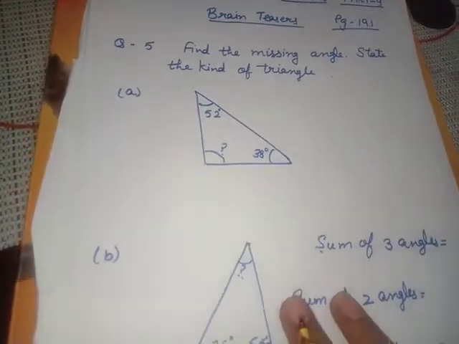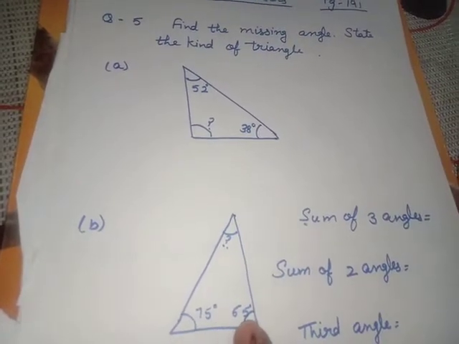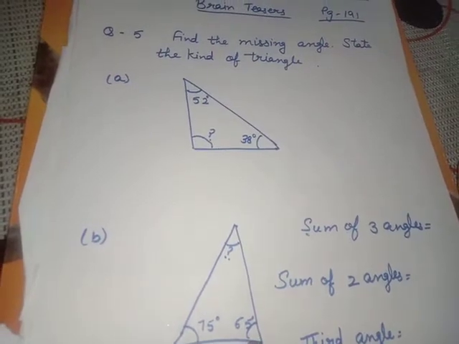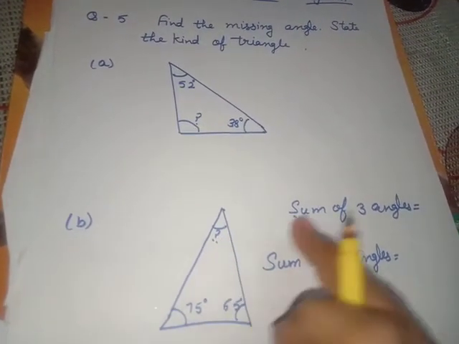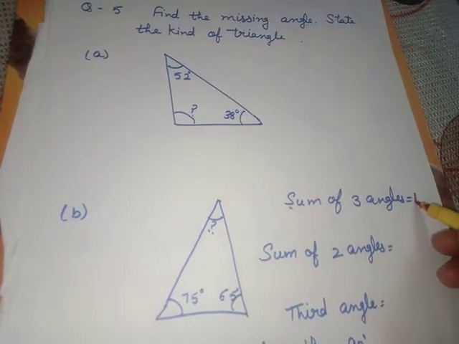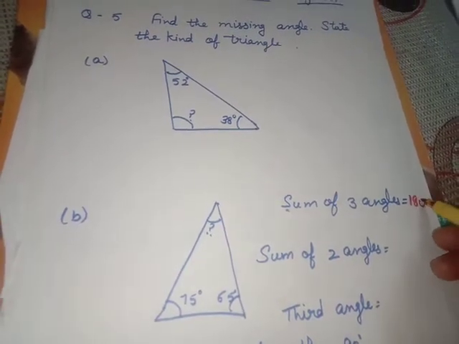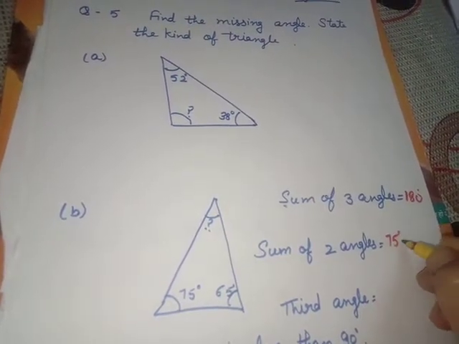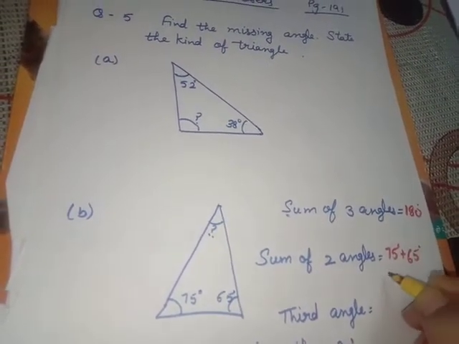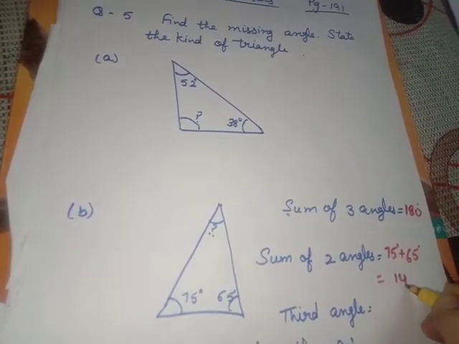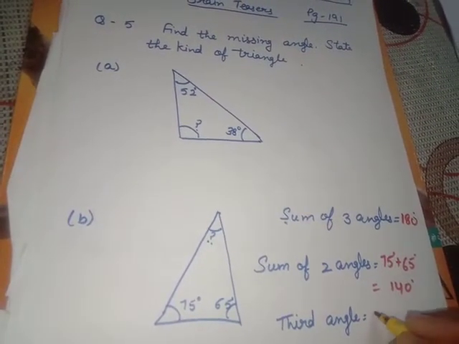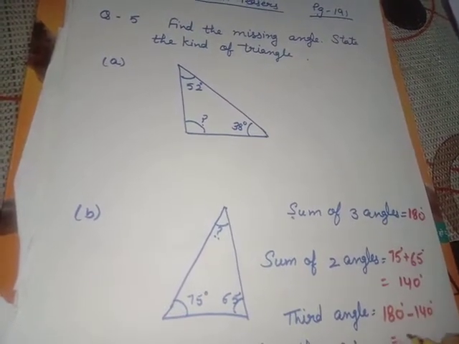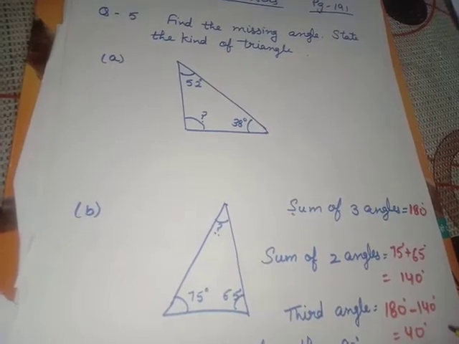Let's discuss the second part. Here the triangle is given with two of its angles, 75 degree and 65 degree. We need to find the third angle. Sum of three angles is, yes, 180 degree. Sum of two angles, 75 plus 65, this is 140 degree. Third angle will be 180 minus 140, this is 40 degree.